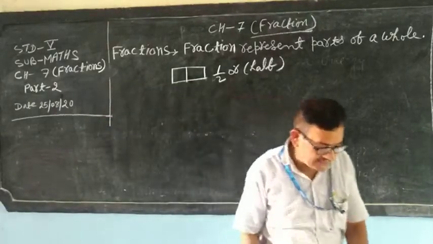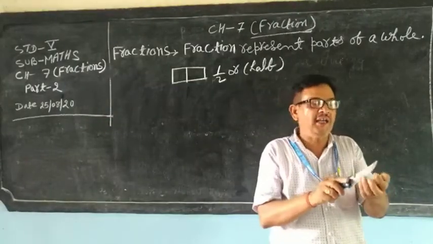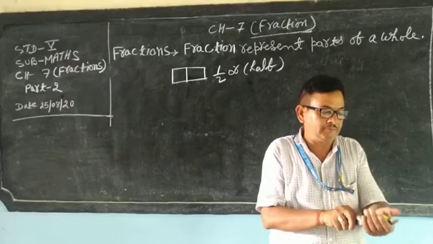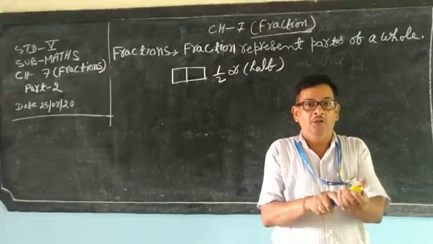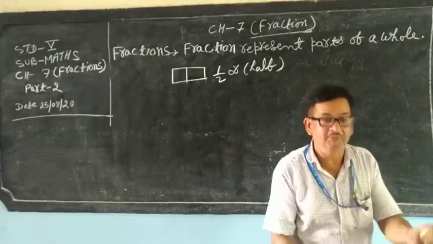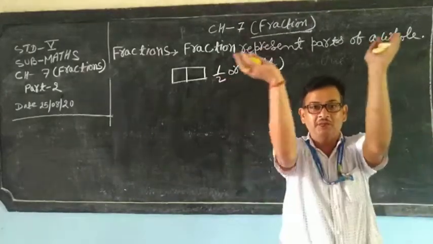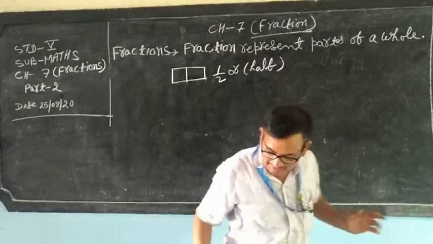Now, not only that, what am I going to do? Again half and half. See this one, half and half. So how many parts did it become? How many parts are there? 4 parts are there.